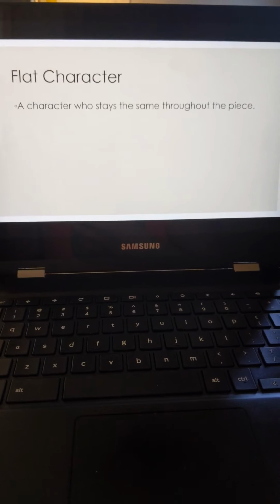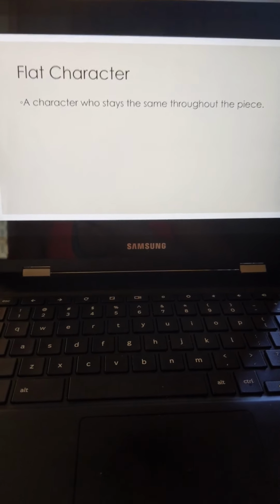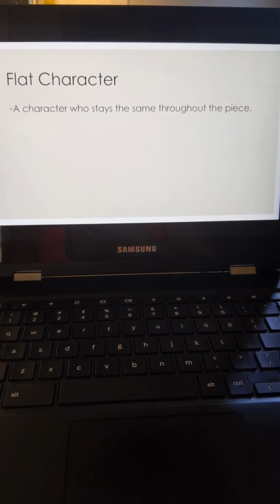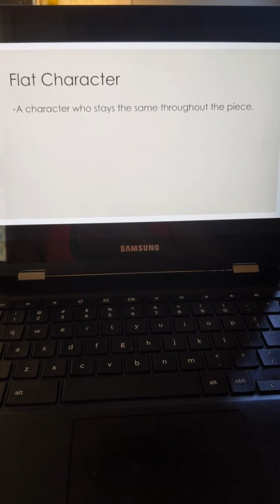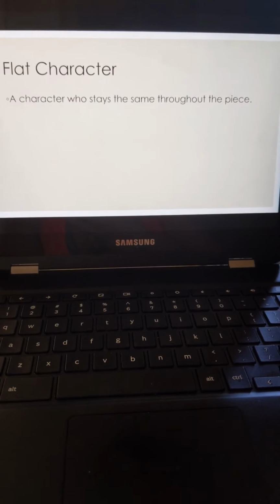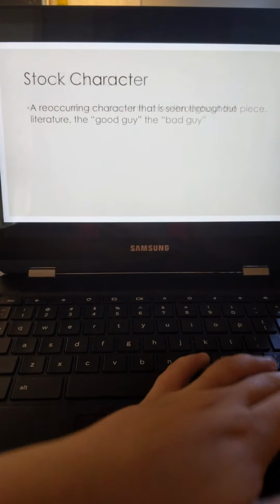A flat character is a character who stays the same throughout the piece. Sometimes a villain can be a flat character, but honestly, the best plays and books and movies have the villain be a round character, someone who develops. But again, it's just a character who stays the same throughout the piece and does not change.